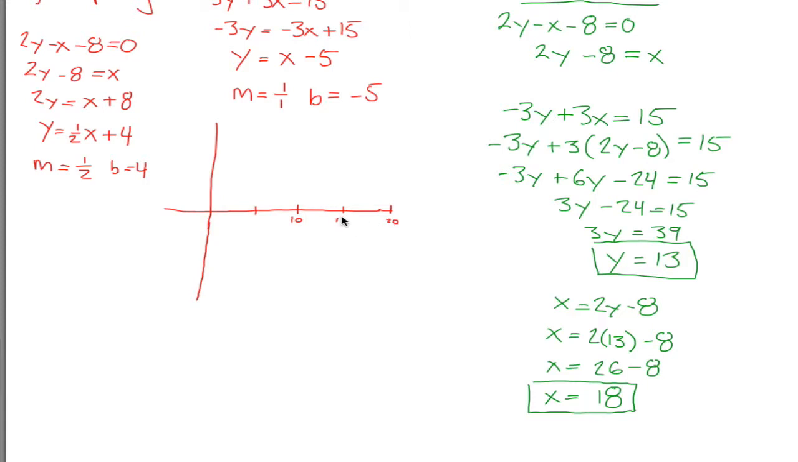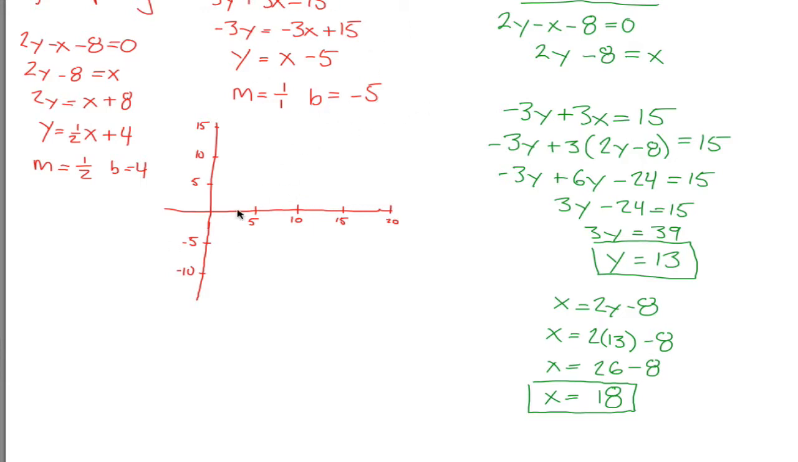And then on my y-axis, I need to go up to 13. So 5, 10, 15. I'll put this -5 here because I think we'll need that for our intercept. And now I can draw the two lines.